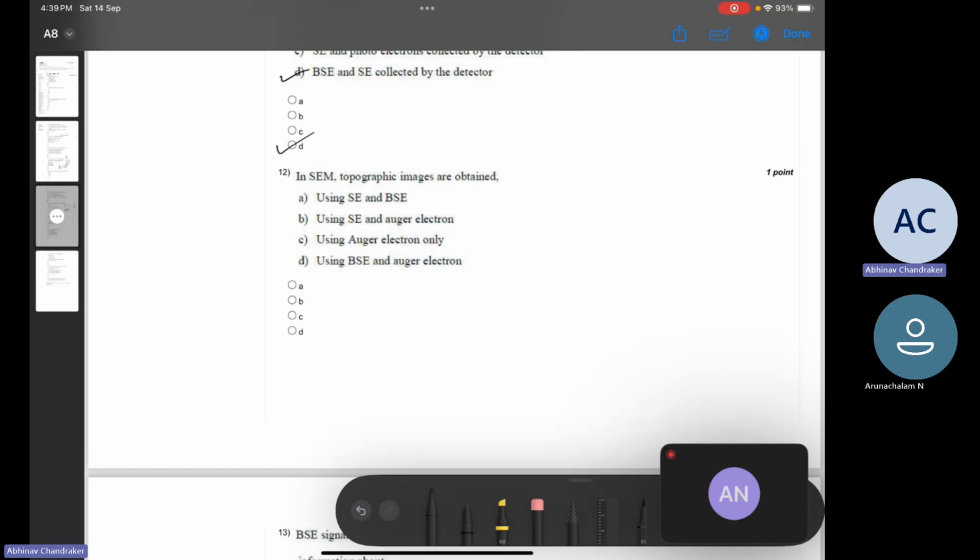We have talked about topographic contrast generation using SE and BSE images. The correct answer is A. Auger electrons are very low in intensity, and it is not possible. They come from very close to the surface, but their intensity is very low, and it is not possible to get topographic information using them.